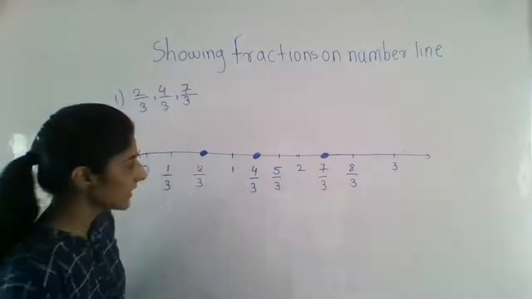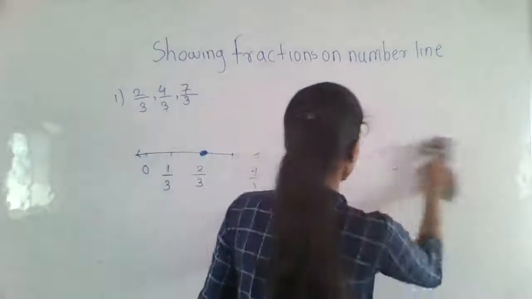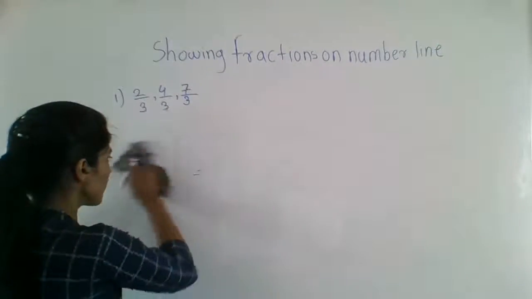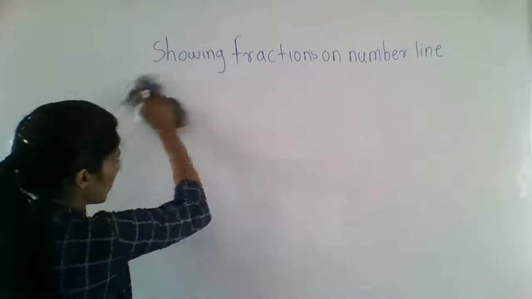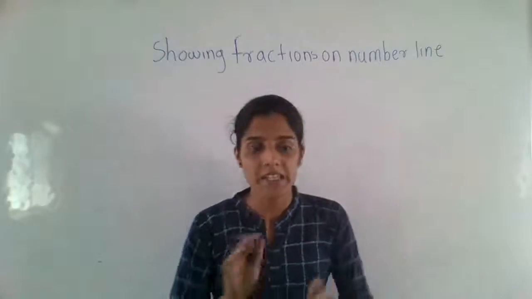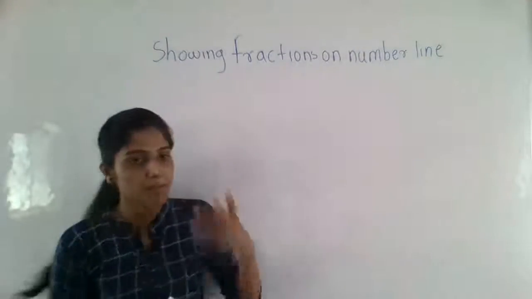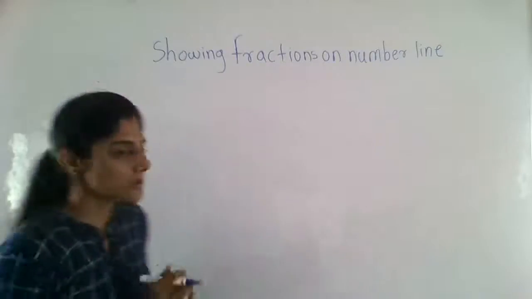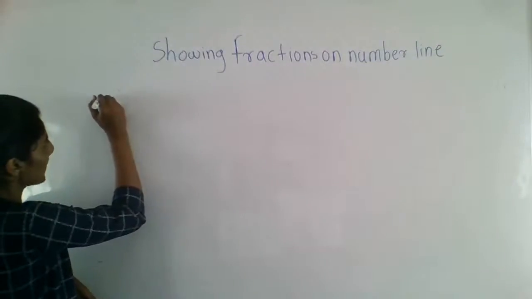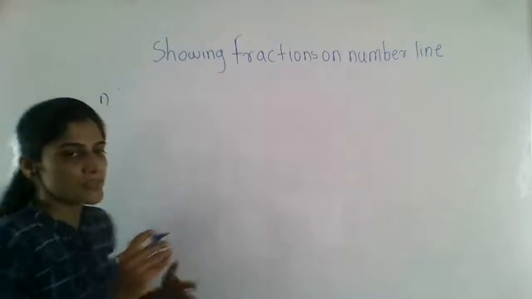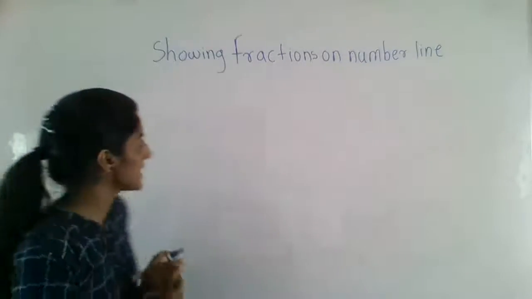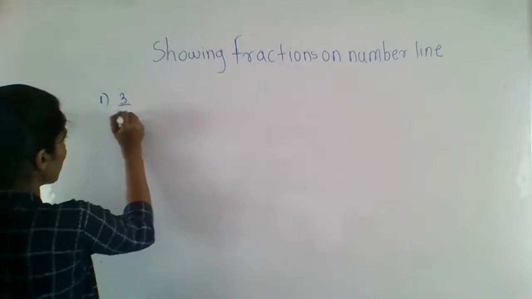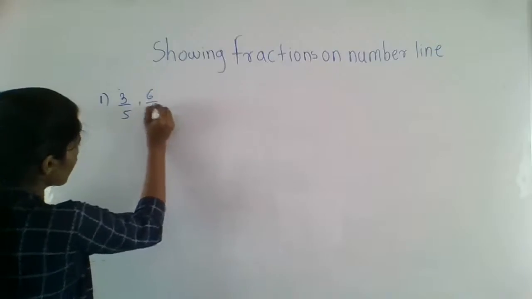Okay. Understand? Now see the next example. If a mixed number is given, then we have to represent it by using the number line. Suppose we take the example from the practice set, that is 3 by 5, 6 by 5.